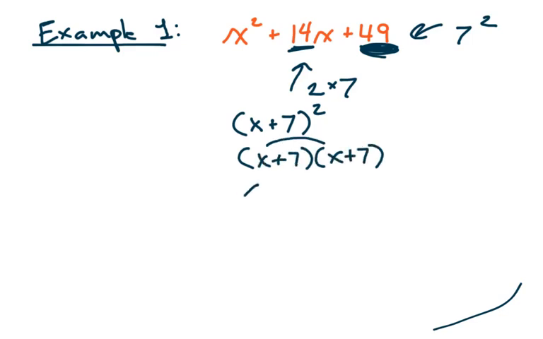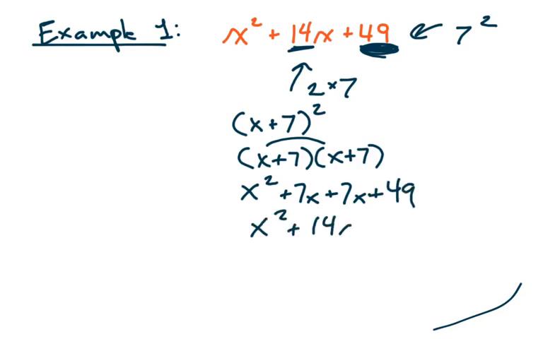If I wanted to just test that out, I could do it really quick. FOIL it. X squared. Outside is 7x. Inside is 7x. Last is plus 49. So this simplifies to that perfect square trinomial pattern that we had in the beginning.